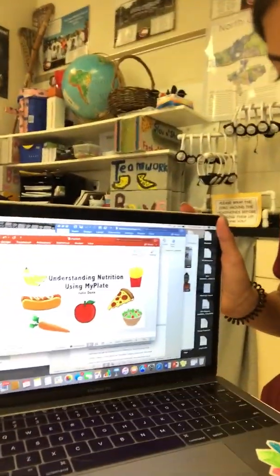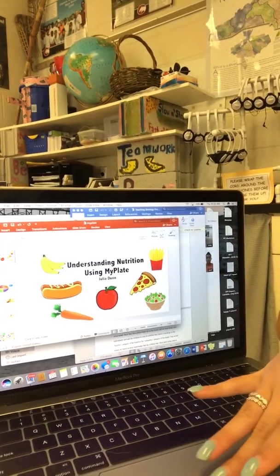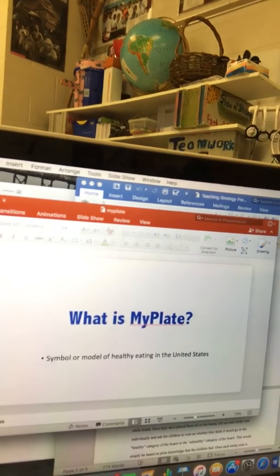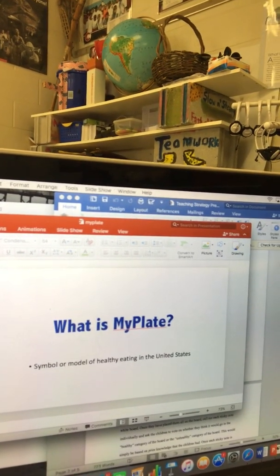So this is here, Understanding Nutrition Using My Plate. So the first question that I would ask the students is, what is my plate? So my plate is a symbol or model of healthy eating in the United States. It is important for the students to understand what it is and how it works. So it is something that we've used all over the United States to classify different foods and to place the foods into the different groups.